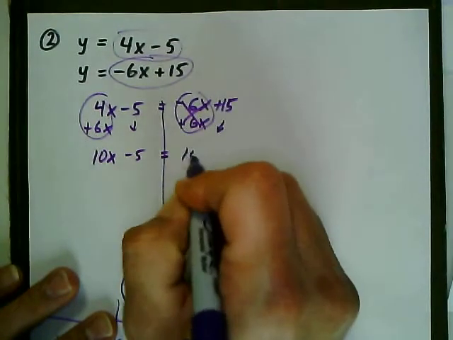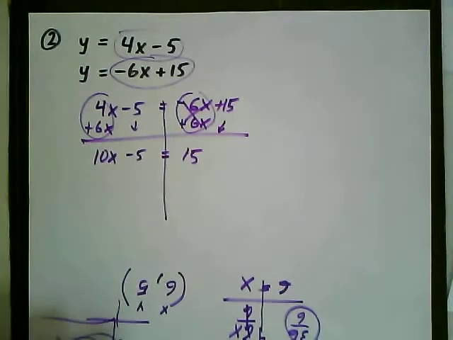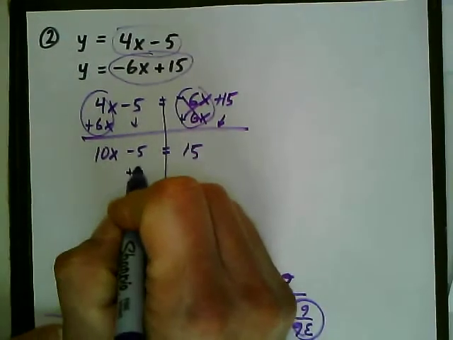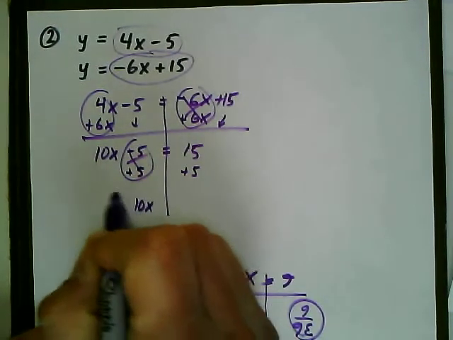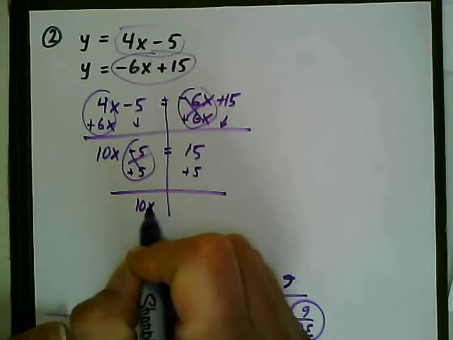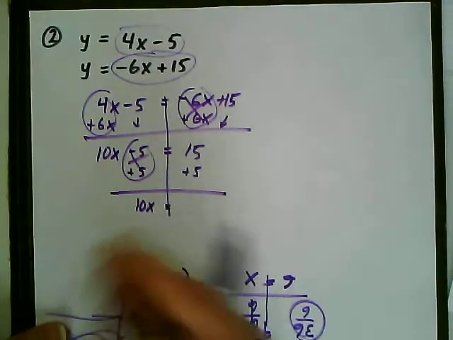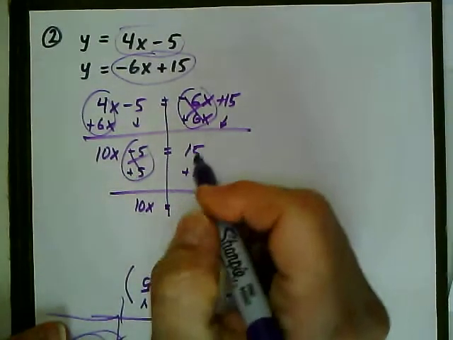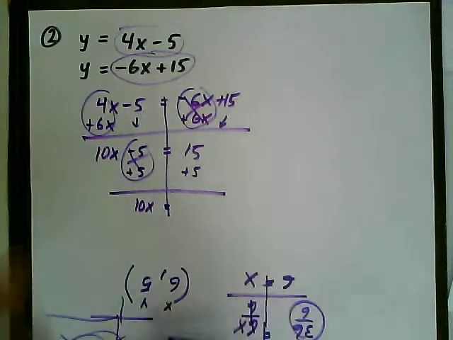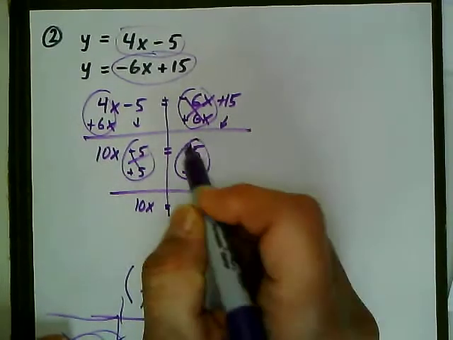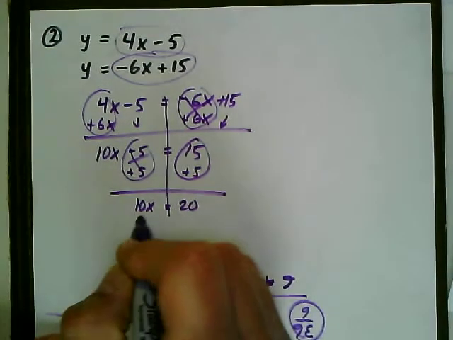Bring down that 15, and we have our final two steps to deal with. Going to add 5 to both sides of the equation. Remember, the 10 is attached to the x, so it's going to be the last thing because it's being multiplied. We're going to divide at the end. We don't want to divide by 10 first because that starts giving us fractions. We don't want fractions. 15 plus 5 is 20.